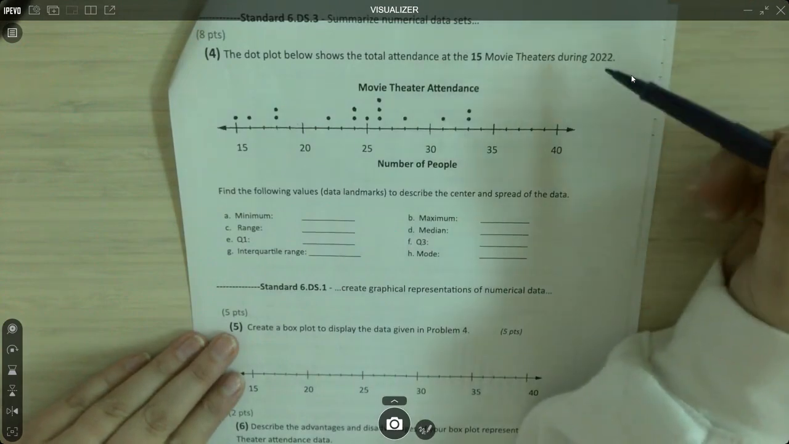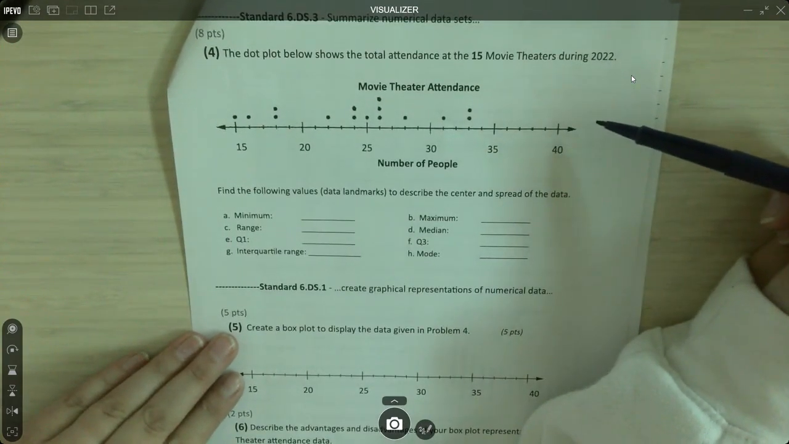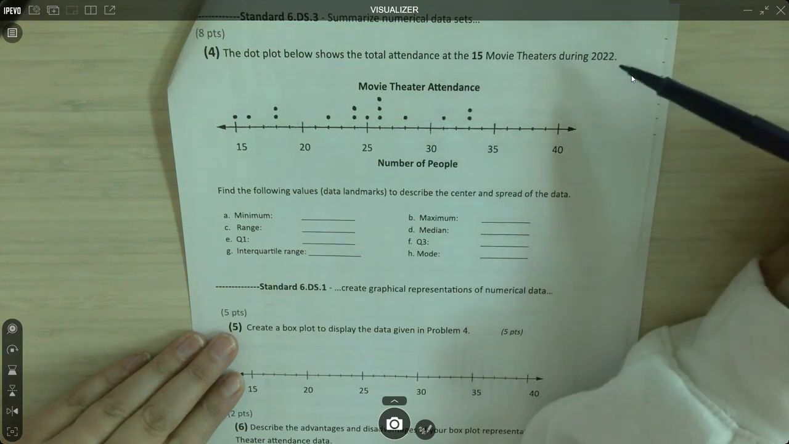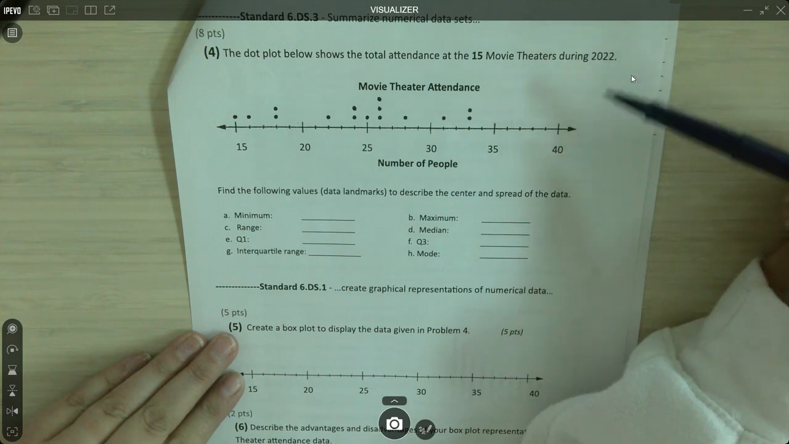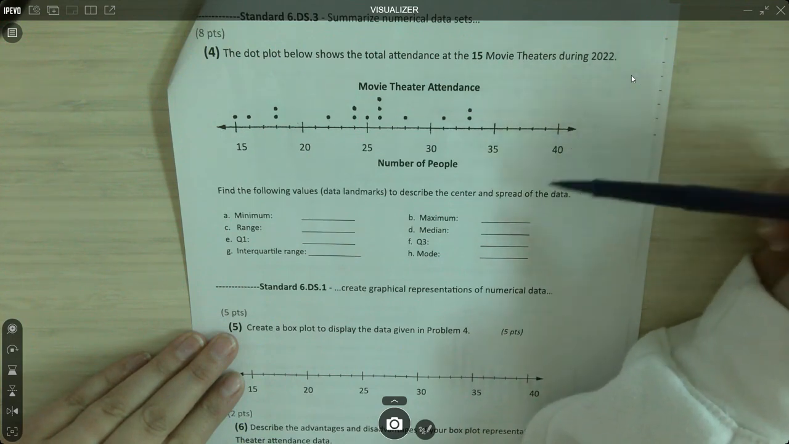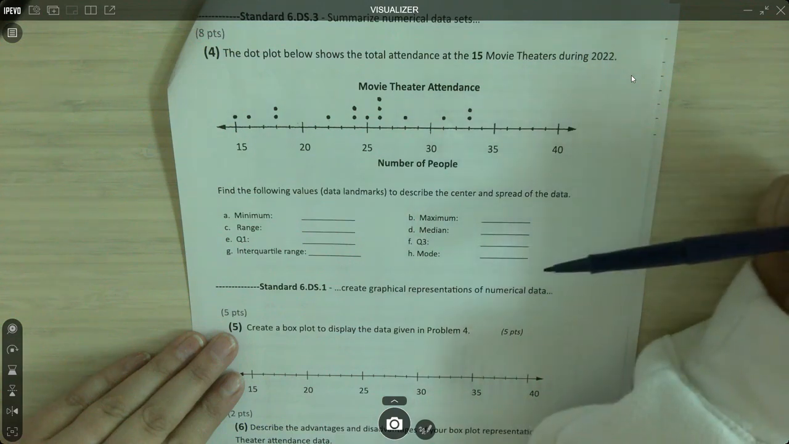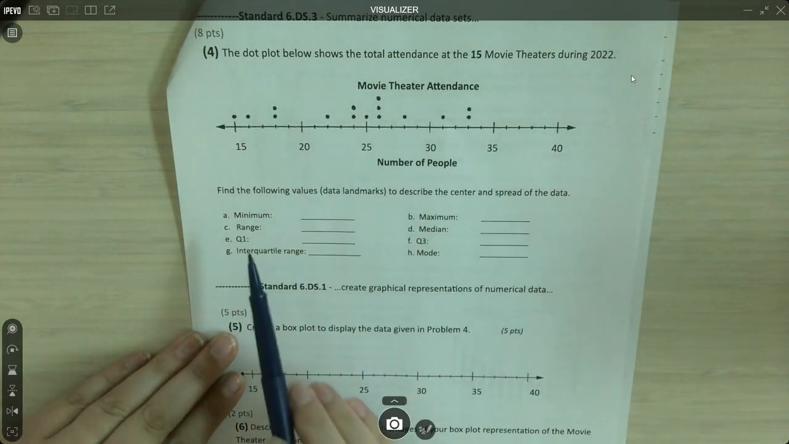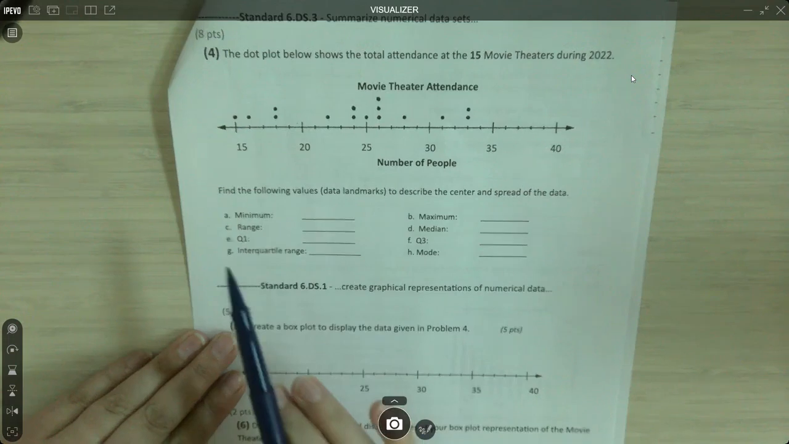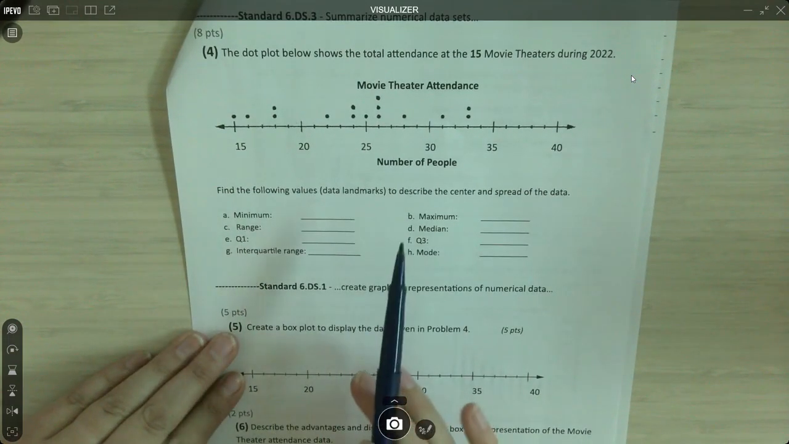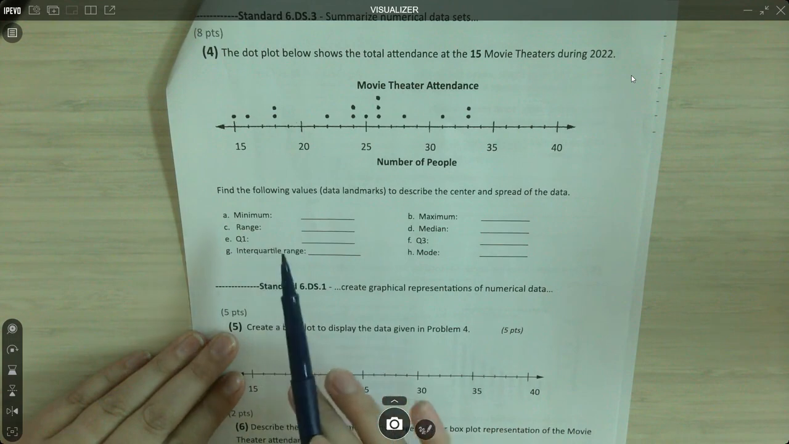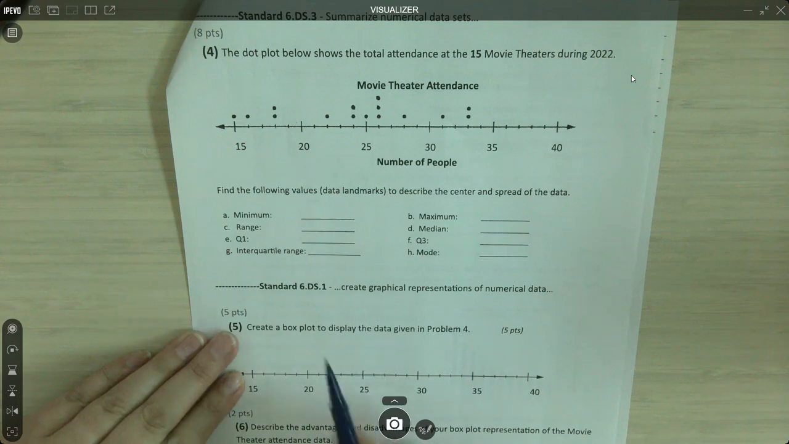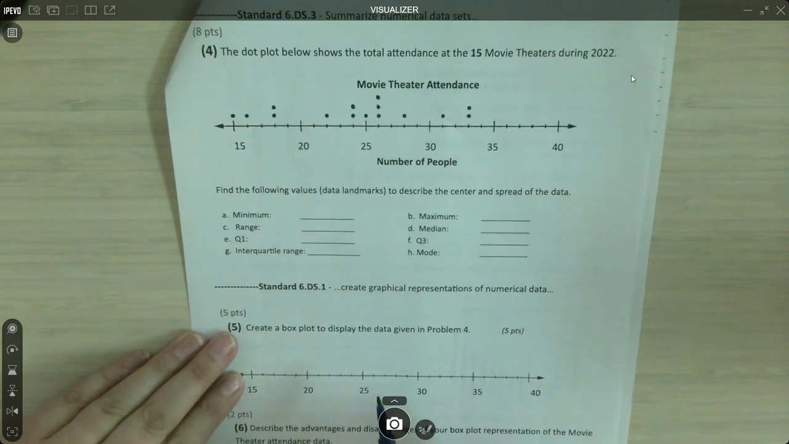Okay. Then on number 4, it gave you the dot plot that shows the total attendance at the 15 movie theaters during 2022. Okay, so using this dot plot, you are going to find the following information: the minimum, the maximum, the range, the median, Q1, Q3, your interquartile range, and your mode. Okay, so go ahead, take a couple minutes so you can work on those.